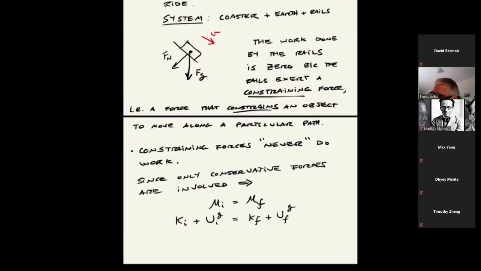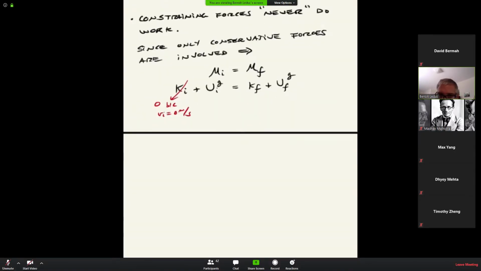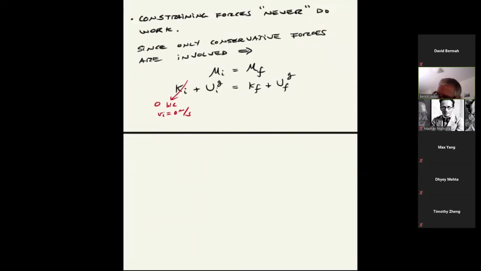There are a couple of things we can do here. Of course, the kinetic energy here is 0, because the speed initially is 0. And now we put this. It's going to be m g h_i equal to m v_f squared over 2 plus m g h_f.